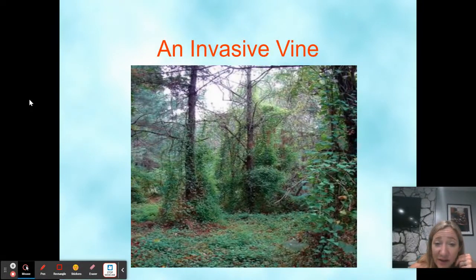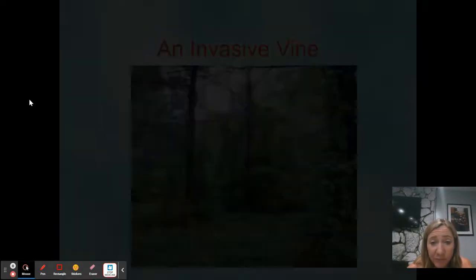This is an invasive vine. So some vines are very quick growing and they can take over. And this particular vine, I couldn't tell you the name, but it's actually affecting the tree's ability to grow. It's taking some of its resources away.